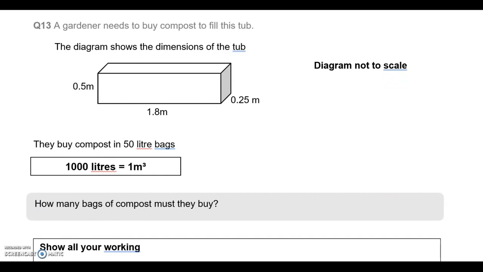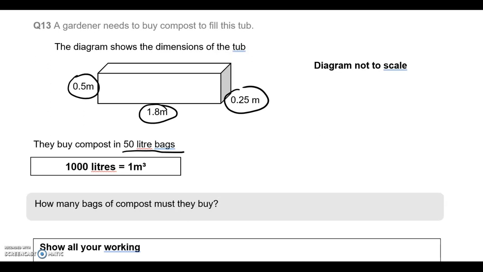A gardener needs to buy compost to fill this tub. The diagram shows the dimensions of the tub. Got 0.5 meters by 1.8 meters by 0.25 meters. They buy compost in 50-litre bags. 1,000 litres equals 1 cubic meter. How many bags of compost must they buy? Let's find out. So first we'll work out the volume in cubic meters for the tub by multiplying length by width by depth.